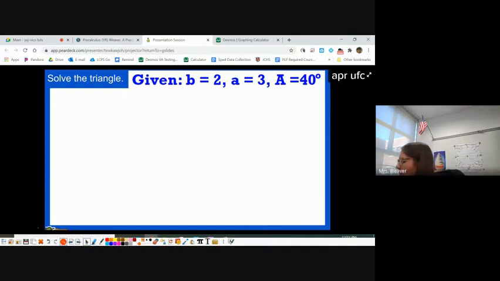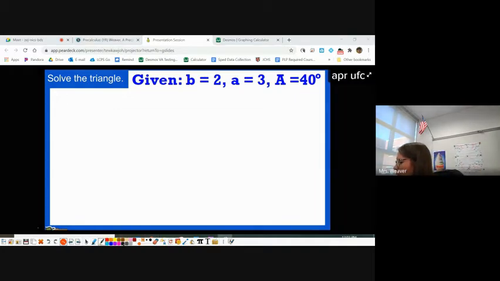Okay, so I still like to draw a triangle just to help me organize the information. So we're going to do that real quickly. Angle A is 40 degrees. The side opposite of it is side A, which is 3 units. Side B is opposite angle B, and that's 2 units.